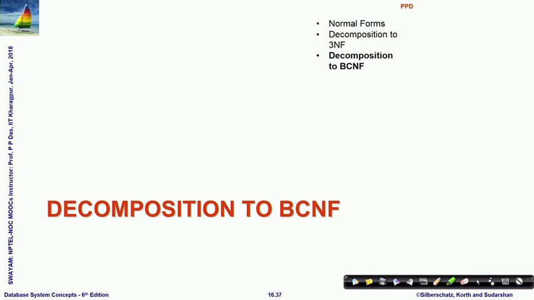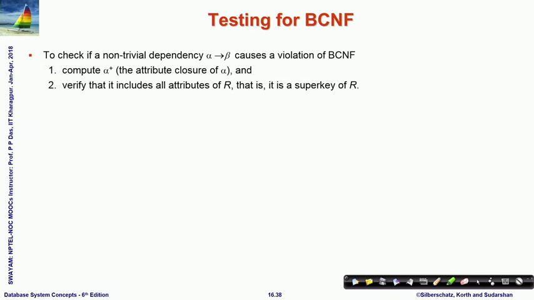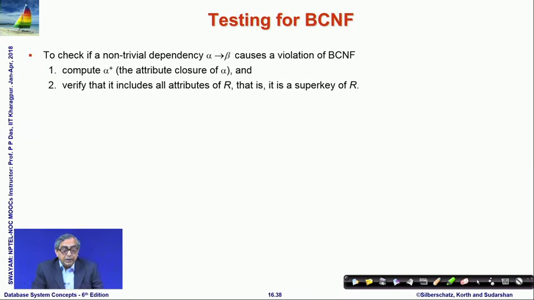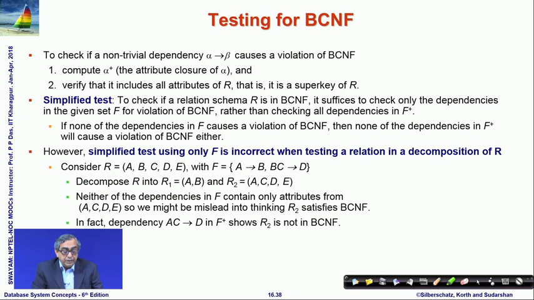Next we will quickly recap the decomposition into BCNF, Boyce-Codd normal form, which we had seen earlier. We know that Boyce-Codd normal form guarantees that every dependency that exists must be either trivial or the left hand side must be a super key. Using algorithms, you can test for Boyce-Codd normal form, which is described here.